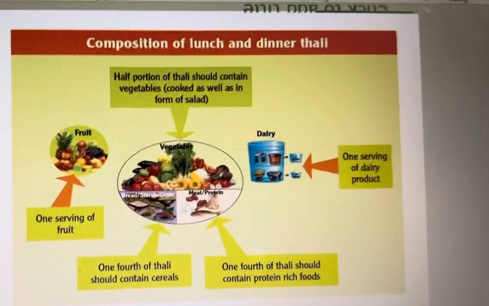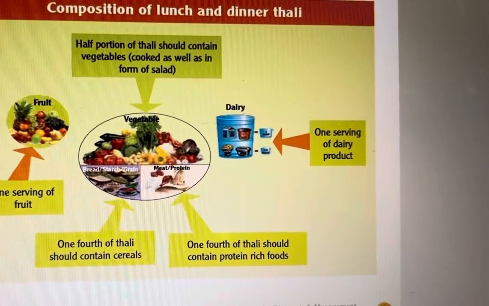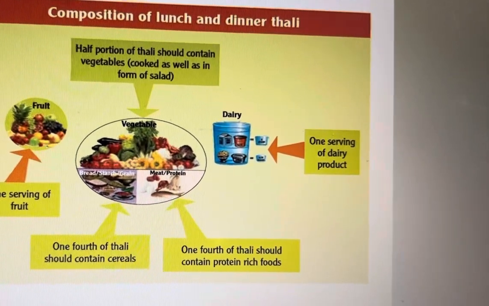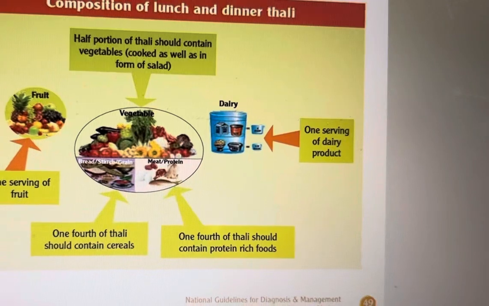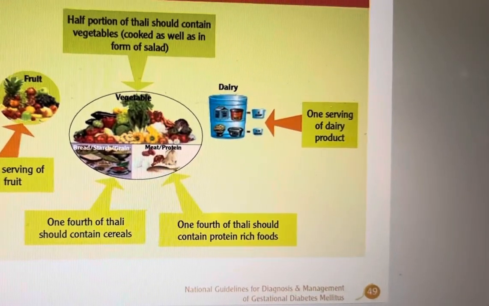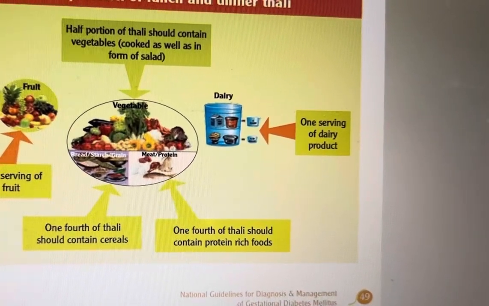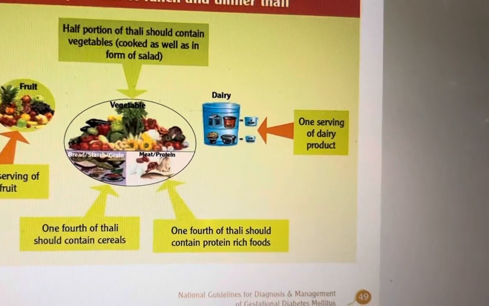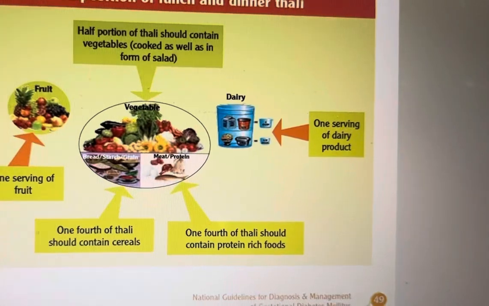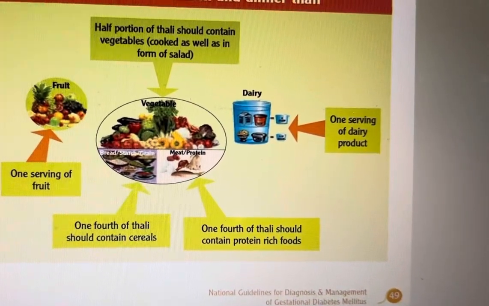And now, as per the Government of India, this is the plate meal method. We take a thali of 9 to 10 inches, and half of the thali should contain vegetables, which could be cooked as well as uncooked in the form of salad, and 1/4 of the thali should contain protein-rich foods, like egg, boiled chicken, fish, pulses, dal, soya, and 1/4 of the thali should contain cereals. Cereals should be whatever the staple diet the patient is taking.